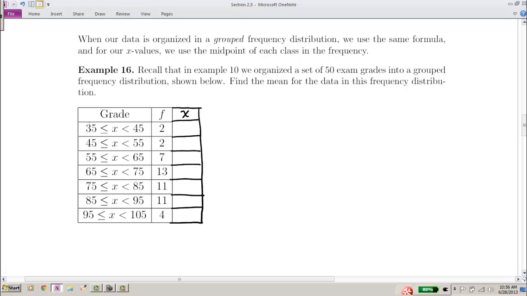So what I'm going to use for the x values are the midpoints, and we already found the midpoints in a previous exercise. So here they are. And we're working with a frequency distribution, so we know that we're going to find our mean using this formula, x times f over the sum of the frequencies, or our n value. So we can, just as before, make another column.